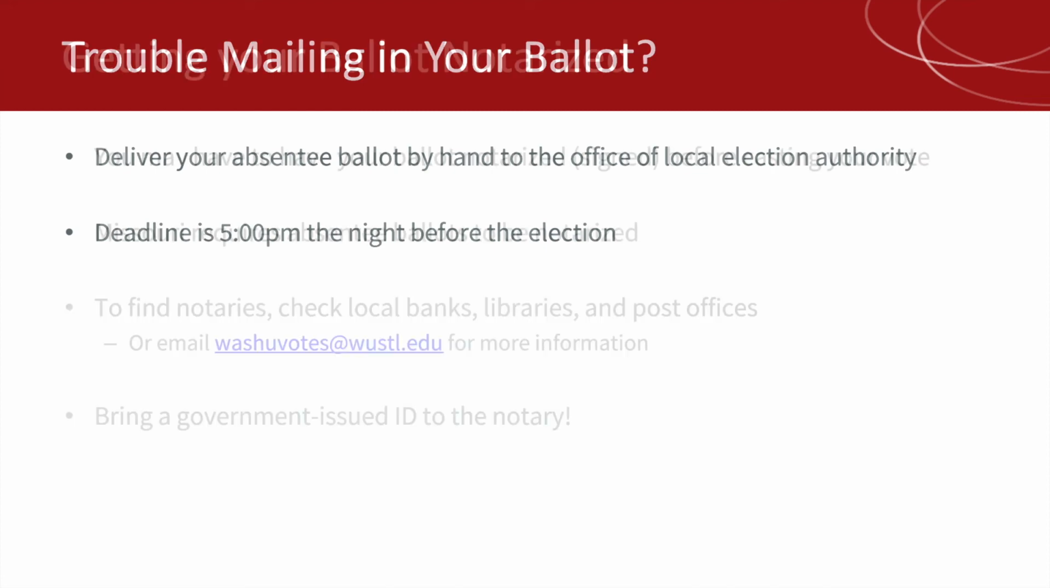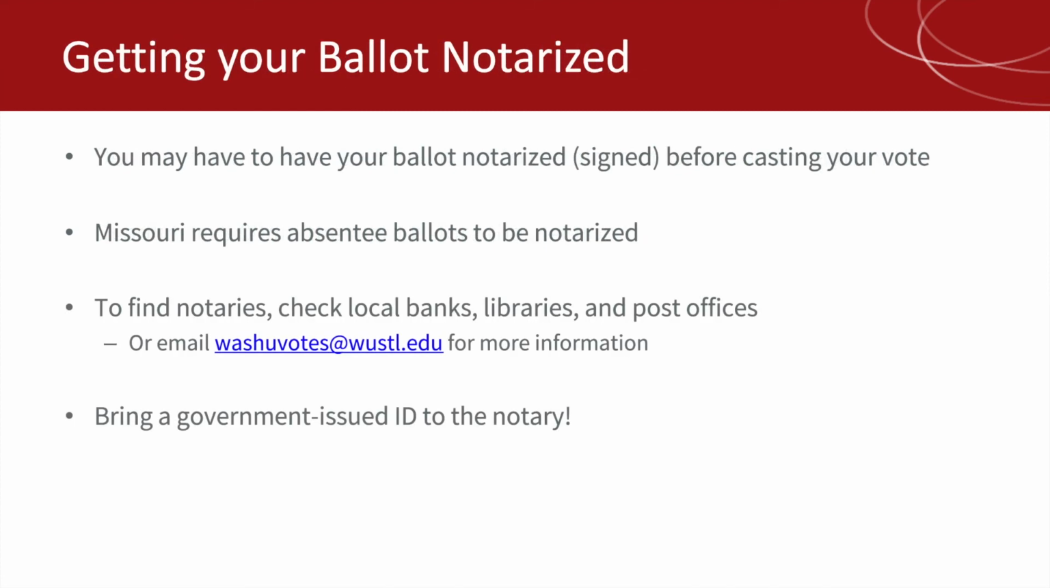Once you receive your ballot in the mail, you may have to have it notarized before being able to vote. Some states, including Missouri, require a notary to sign your absentee ballot. It is important that you do not sign your ballot in advance of getting it notarized. You should sign your ballot in the presence of a notary. To find the nearest notary, you can check local banks, libraries, post offices, or email washuvotes.wustl.edu for information about when and where notaries will be on campus. Please be sure to bring a government-issued ID when you go to get your absentee ballot notarized.